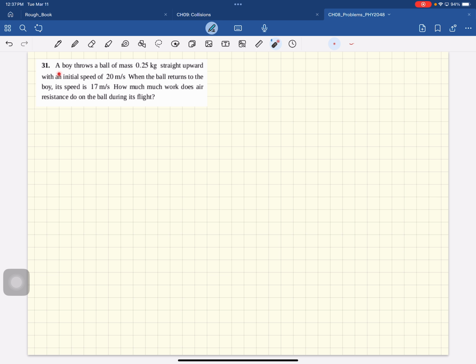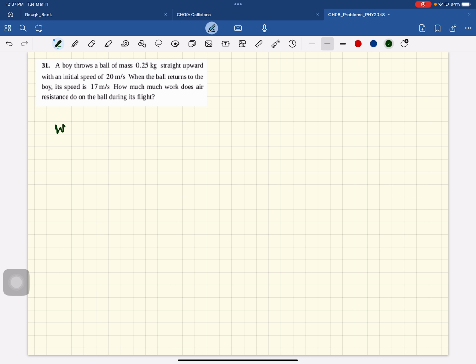This problem says a boy throws a ball of mass 0.25 kg straight upward with an initial speed of 20 meters per second. When the ball returns to the boy, its speed is 17 meters per second. How much work does air resistance do on the ball during its flight? Okay, air resistance, what kind of force is it? Is it a conservative force or a non-conservative force? Non-conservative.